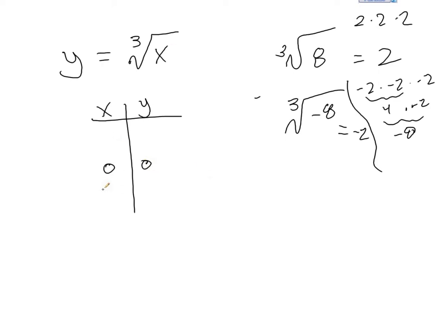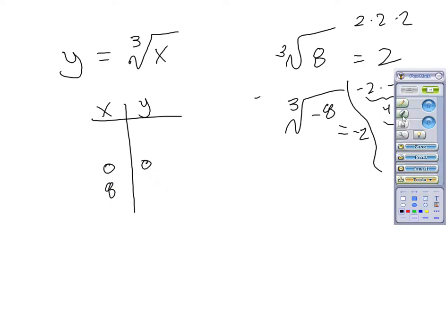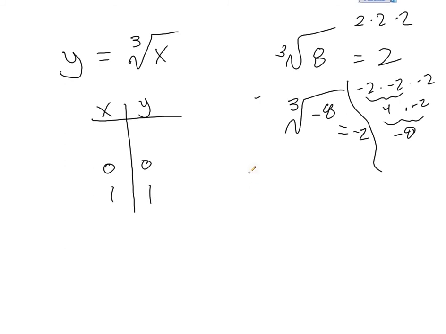Now if x is 8, then 2 times 2 times 2, or sorry, we'll even use 1. 1 times 1 times 1 is 1, so the cube root of 1 is 1. Similarly, negative 1 times negative 1 is positive 1, times negative 1 is negative 1. So here's so far what this graph would look like. When x is negative 1, the output would be negative 1. When x is 0, the output would be 0. When x is positive 1, the output would be positive 1.